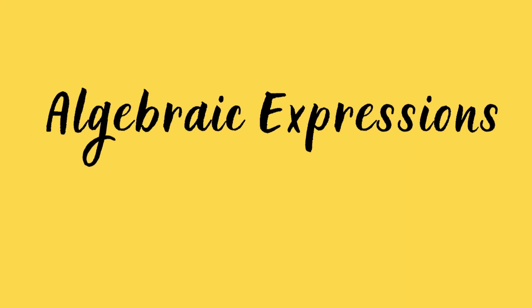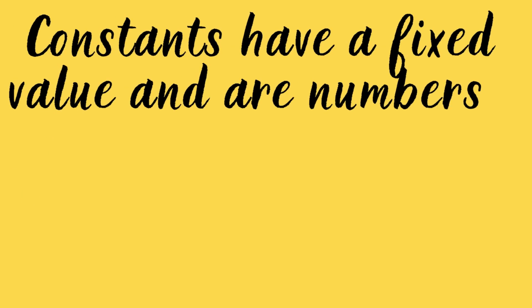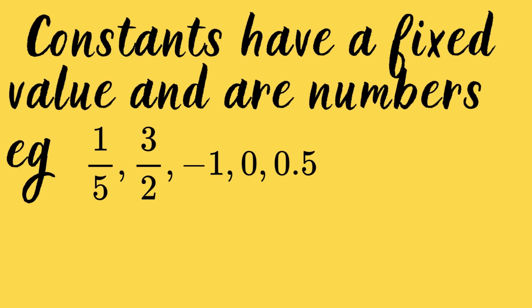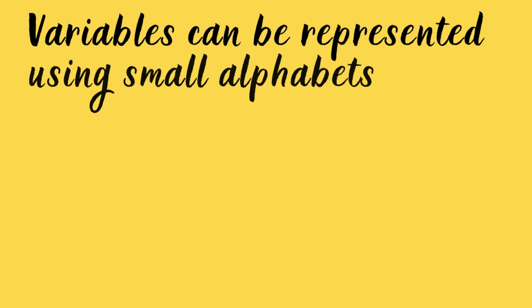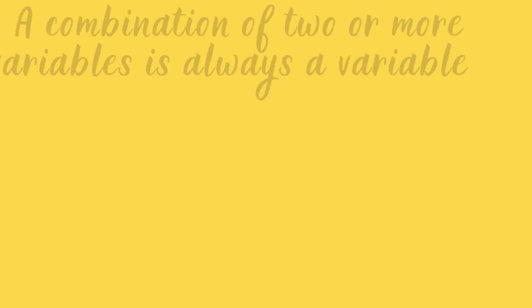This video gives an introduction to algebraic expressions. In algebra, numbers are called constants as they have a fixed value. For example, 1/5, 3/2, minus 1, 0, and 0.5. Variables are represented using small alphabets. For example, a, b, c, x, y, z, etc.